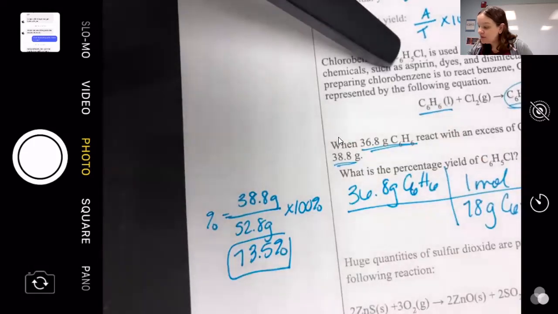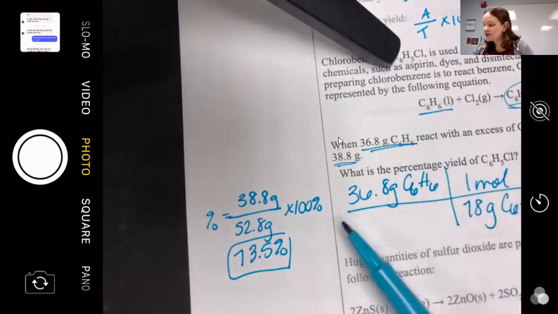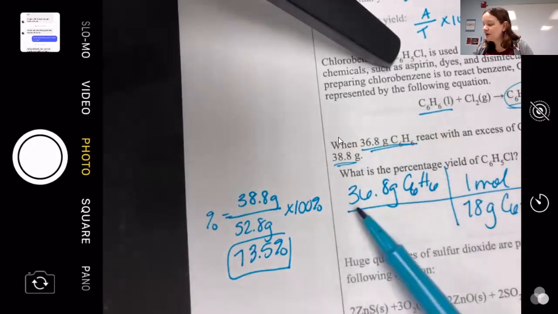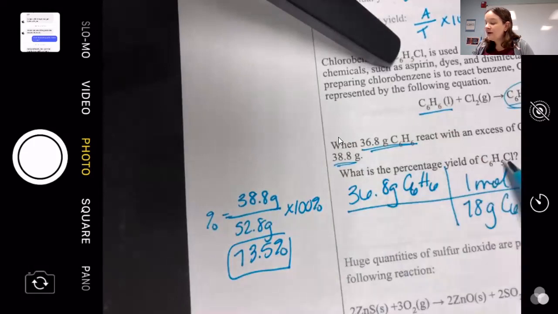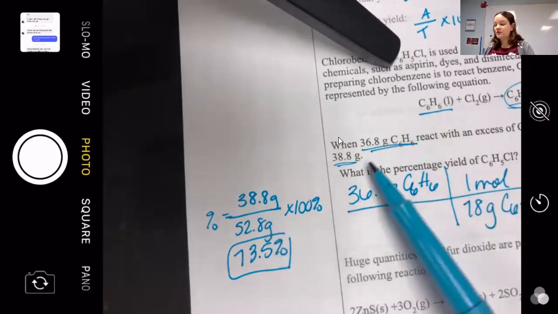So that's the basics of the percent yield. So here we had to first calculate. We used our stoichiometry, right? Doing those mole conversions. We used molar mass conversion, a mole ratio, and then another molar mass conversion to find our theoretical yield. And then based on what we're given in the problem and our theoretical yield that we calculated, we figured out the percentage yield.